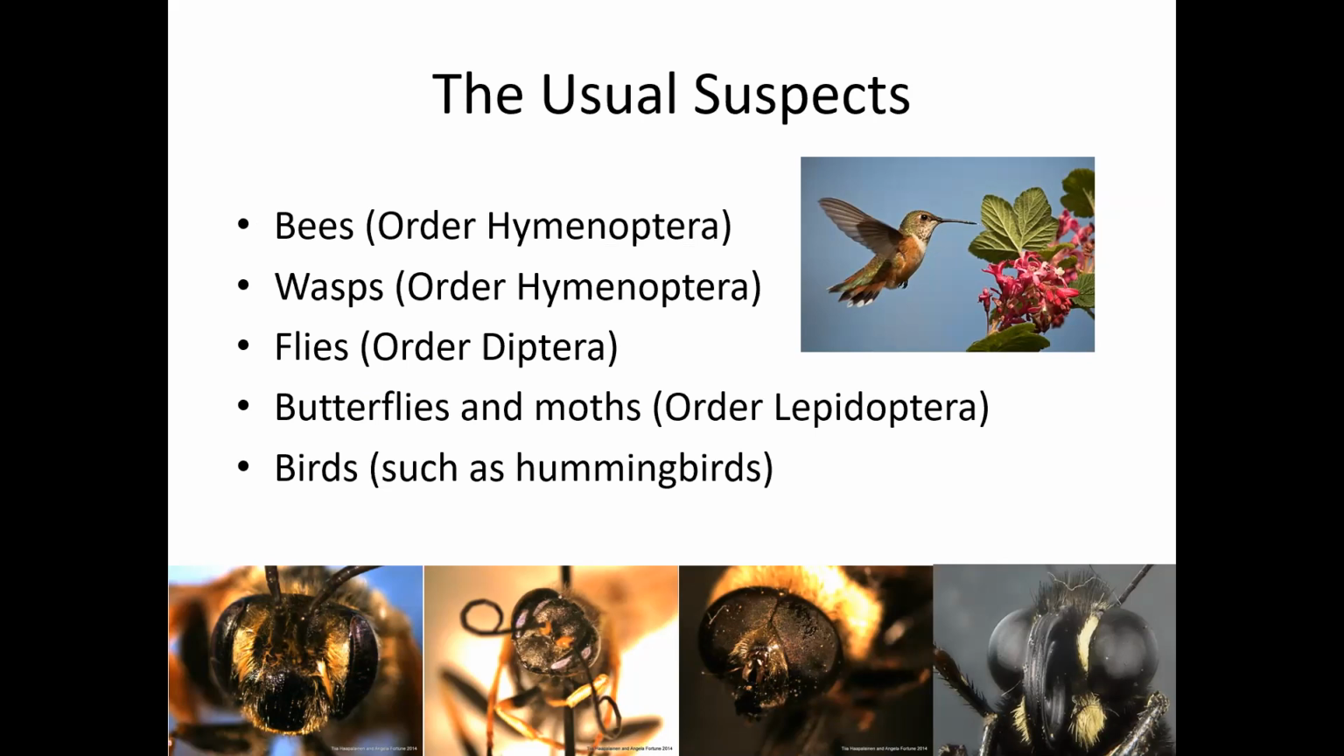Bees and wasps are both in the order Hymenoptera. Flies are in the order Diptera, and butterflies and moths are in the order Lepidoptera. It might be intuitive that bees and wasps are similar to each other and moths and butterflies are similar to each other, and that's because they're in the same order. And then, of course, the other one many people are familiar with are birds, such as hummingbirds, like this rufous hummingbird seen here visiting our native Ribes, red currant flowers, which are very popular because they're red and tube shaped, which is the pollination syndrome for hummingbirds.